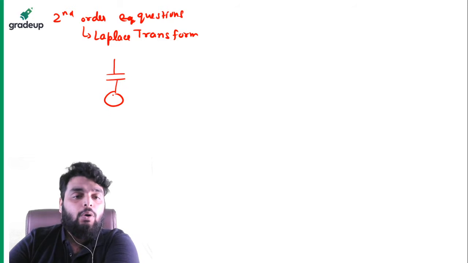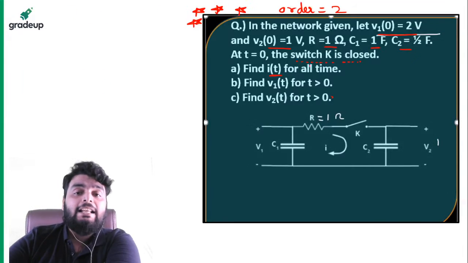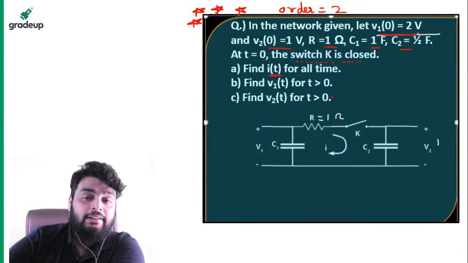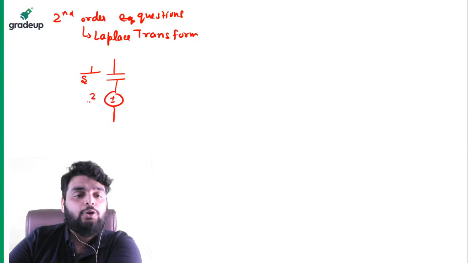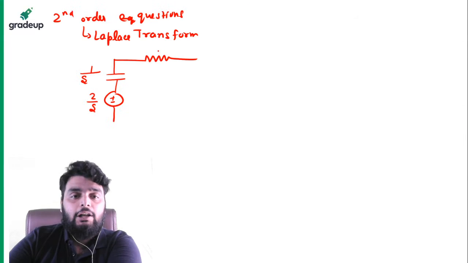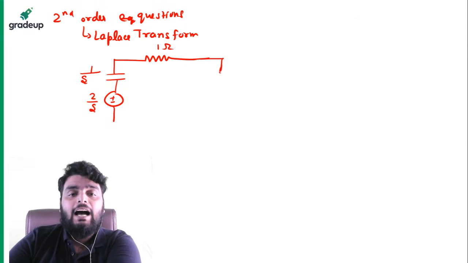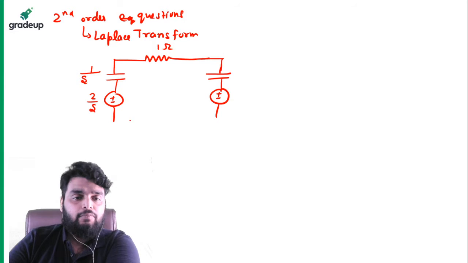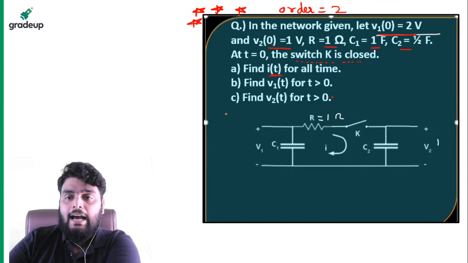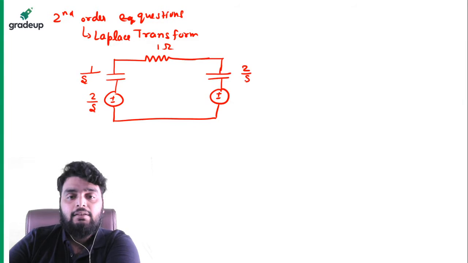Capacitor changes into a voltage source in series with a capacitance like this, 1 divided by s C1. What is the magnitude of C1? It is 1. Okay, and what is the initial voltage stored in the first capacitor? It is 2 volts, so it comes out to be 2 by s, right? I have a resistor in series which has a value of 1 ohm, and finally I have a capacitor here, and here I have a voltage. The value here is 2 by s and the value here is 1 by s.